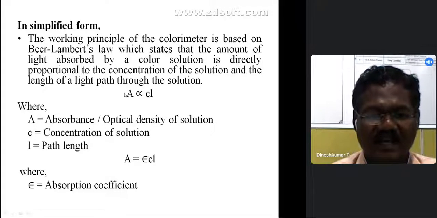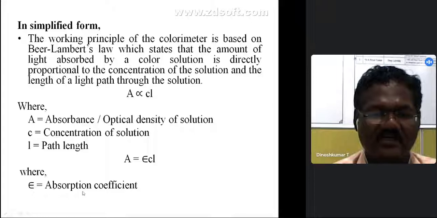The absorbance of light is directly proportional to the concentration of solution times path length, written as A directly proportional to C into L. A is the absorbance or optical density of solution, C is the concentration of solution, and L is the path length. To remove the proportionality, A equals epsilon into CL, where epsilon is the absorbance coefficient.